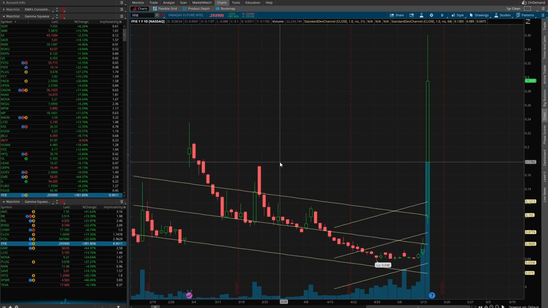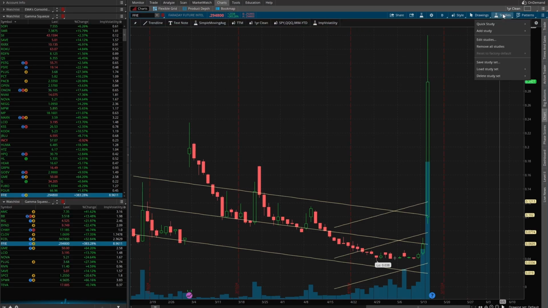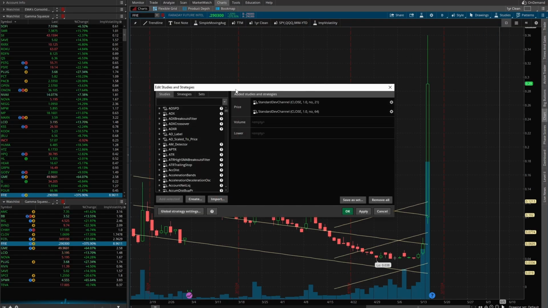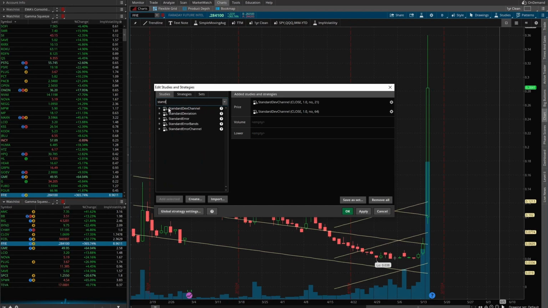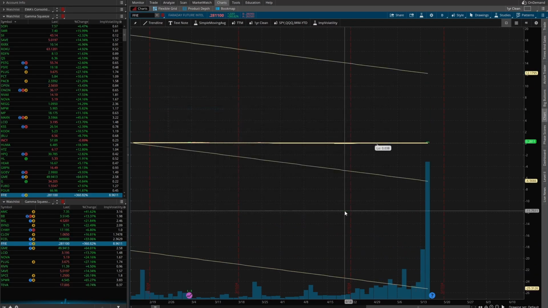So first, we just need two indicators on our chart. One of them is for the short term. The other one is for the long term. So we'll go to studies and edit studies, and we want the standard deviation channel. And once we add these indicators, I'll show you how to build the scans. If you hit apply and hit OK.